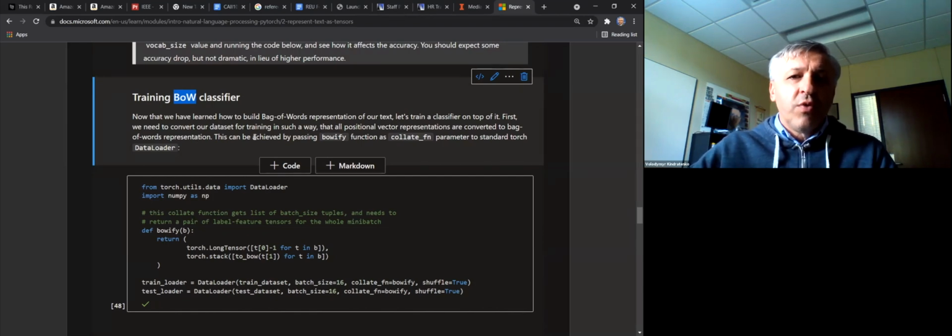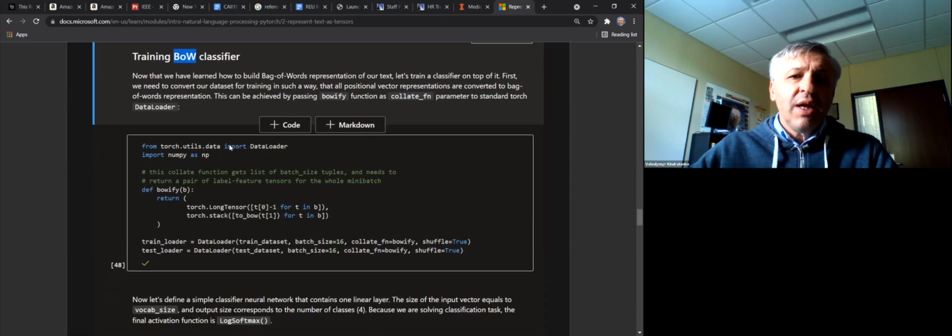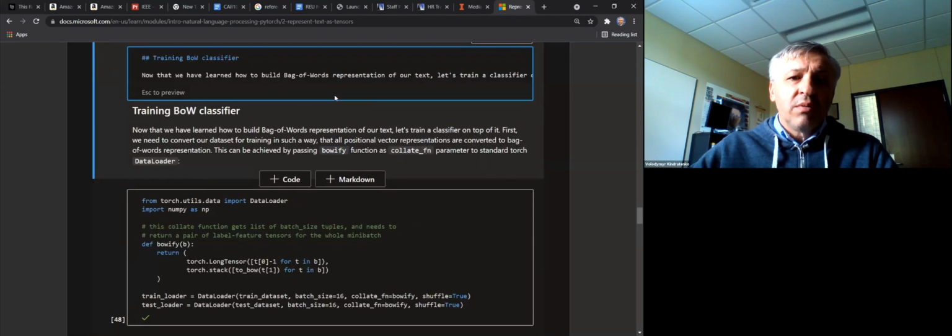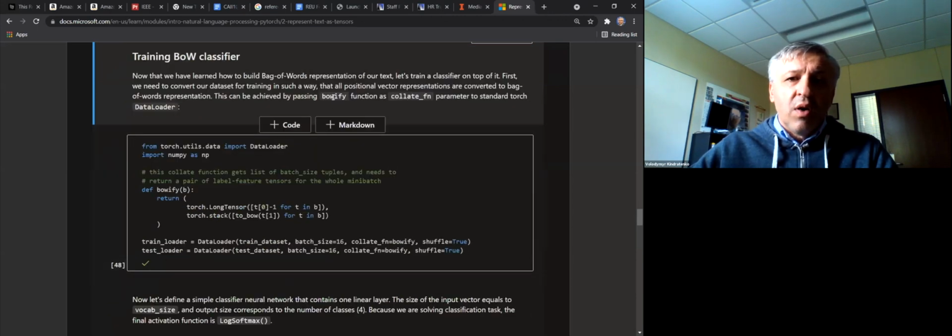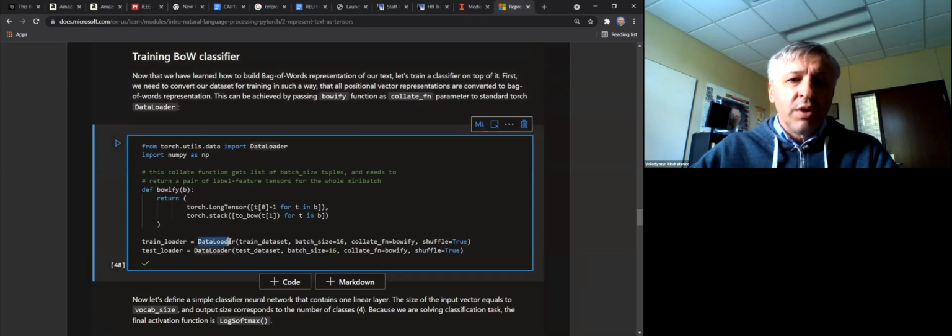But first we need to convert our entire data set, so that we have these words represented in bag of words representation. And this can be done by using this collate function that we will write here, that we will pass in our data loader. So the data loader is going to give us an iterator of some sort. This iterator is going to have a training data set as an input. It will produce a collection of batches of some size.